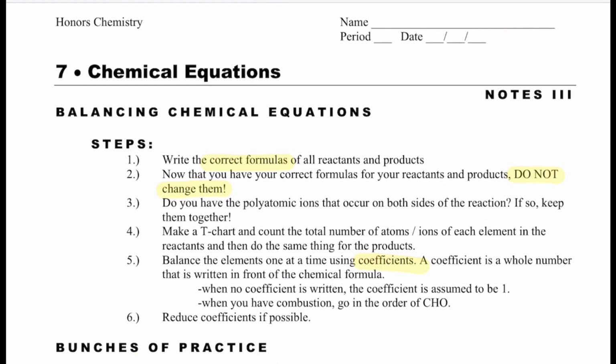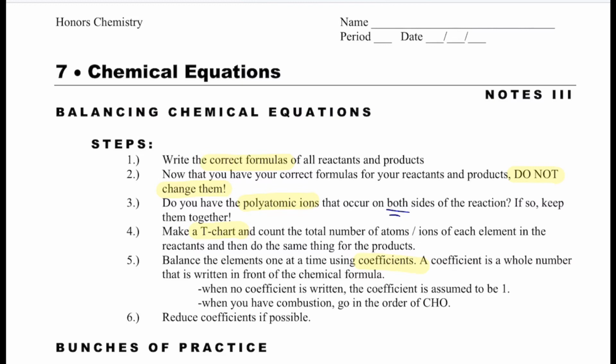Okay, and then if we have polyatomic ions that occur on both sides of the reaction, we want to keep them together in our T-chart. And we're going to make a T-chart because we want to have a method that will get us a correct balanced equation for even the really hard equations. Sometimes it's very easy. Sometimes the reaction is actually already balanced and there's not much work to be done. But we want a method that can get us the answer each and every time.